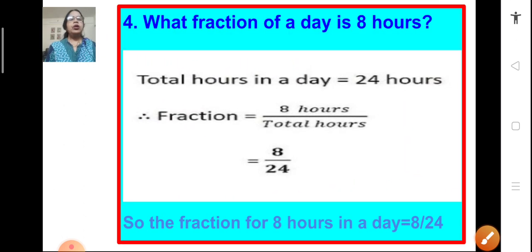Now question number 4. What fraction of a day is 8 hours? So in total how many hours are in a day? We have 24 hours in a day. So what fraction is 8 hours out of 24 hours? It is 8 hours upon the total number of hours in a day. That means it is 8 upon 24. So the fraction for 8 hours in a day is 8 upon 24.